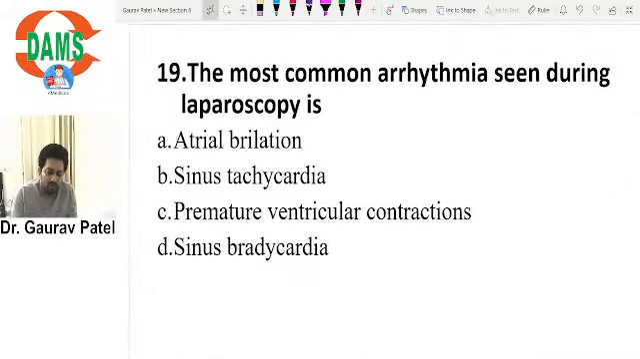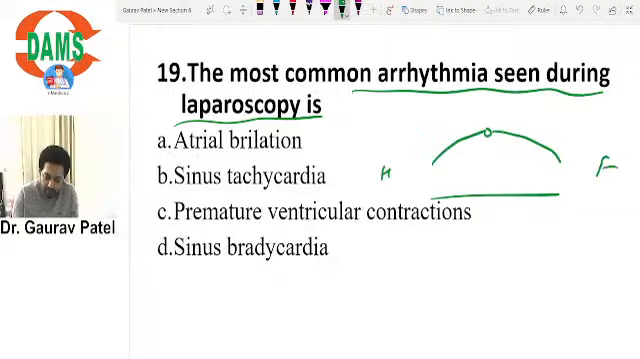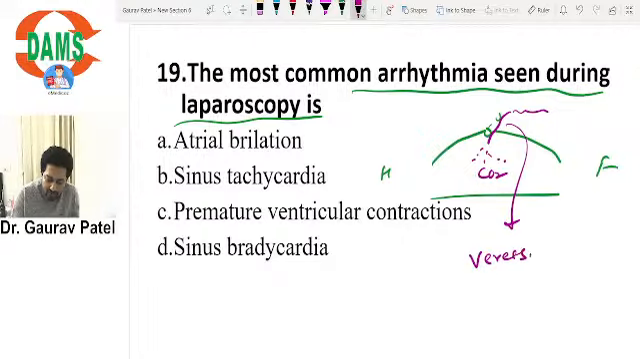Next, the most common arrhythmia seen during laparoscopies. See, in the laparoscopy, when we do the first step, suppose this is the abdominal wall, this is the head end, this is the foot end of the patient, this is the umbilicus. So what is the first thing we do? We put a needle. Through this needle, we give carbon dioxide inside the abdominal cavity. What is the name of the needle? Anybody? Veress needle.